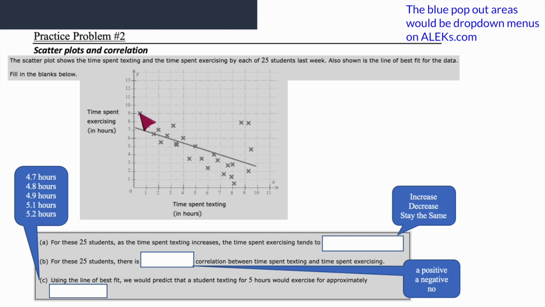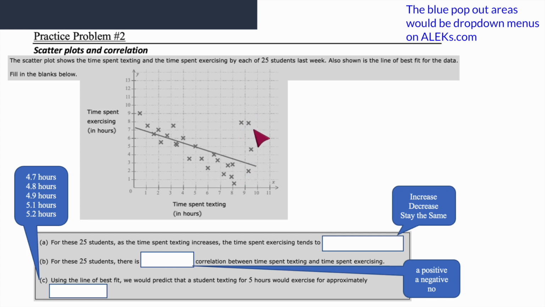Okay, so if we look at this, if I spend the most, here looks like 9 hours exercising, then we can see I spend very little time texting, right? This is about half an hour maybe texting, okay? But if I come all the way over here to the other side and I spend about 9 hours texting, then most of the time I'm not spending as much time exercising.